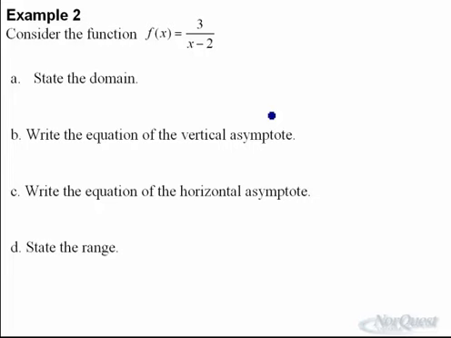I've got example 1 already worked out for you in the notes. I'm going to work through examples 2 through 5, showing you 3 different types of rationals and give you a few clues on how to handle them, and then we'll look at graphing a couple equations as well.